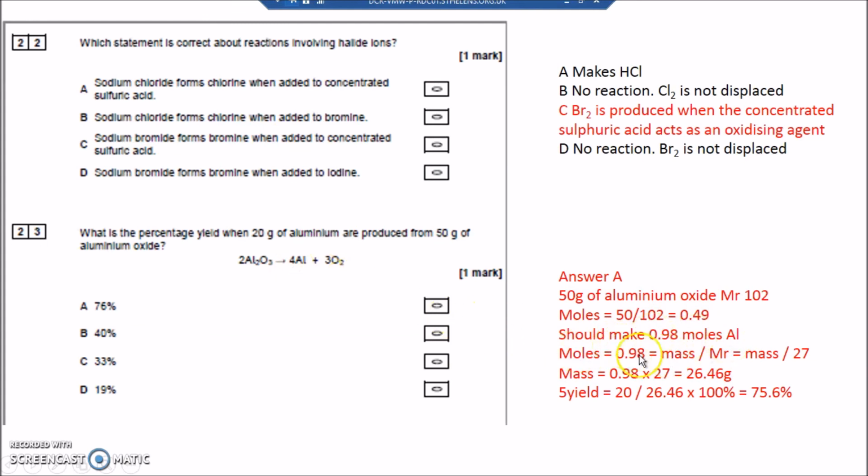I'm going to turn that into grams, so moles is mass divided by Mr. 0.98 moles of aluminium is the mass divided by the Mr of aluminium, which is 27. 0.98 times 27, I'm going to make 26.46 grams of aluminium. That's my theoretical yield, that's what I should make. So my percentage yield is 20, that's what I did make, divided by my theoretical yield, 26.46, multiplied by 100%. 75.6%, 76% if you round it up. The answer is A.